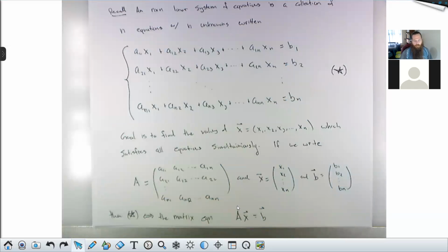I'll let you check. Hopefully you remember how matrix multiplication works. If you've forgotten that, for the love of God, remind yourself, because there's nothing more important anywhere in mathematics, nothing more important than linear algebra.